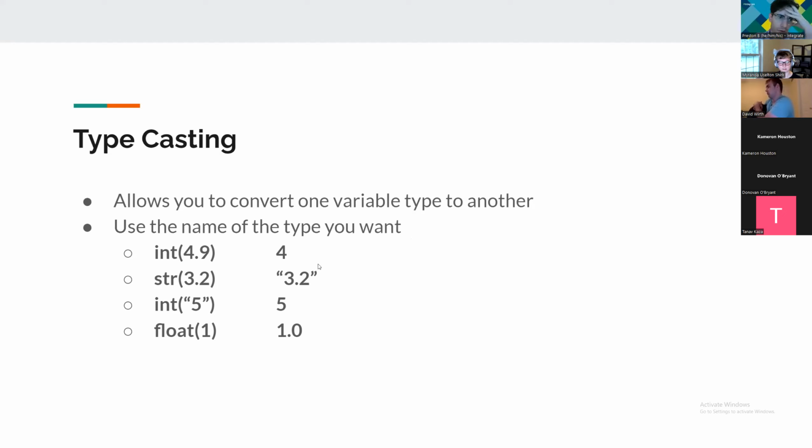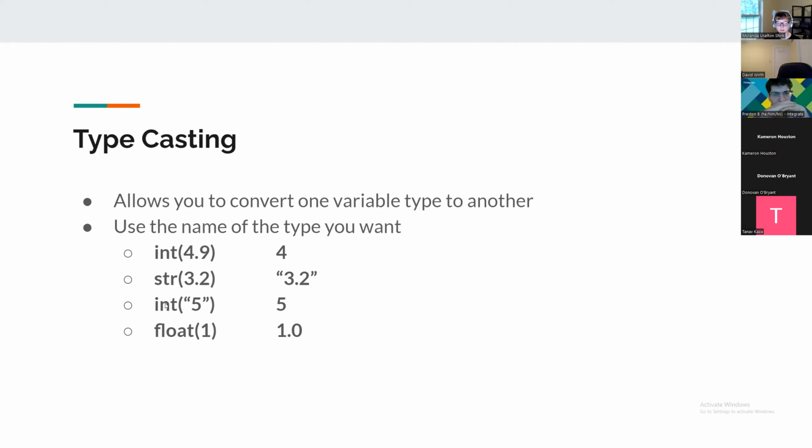And then yes, Preston. In the third bullet point, why do you put the 5 in parentheses? So I mean, in quotations. Yeah, so I'll go through these one at a time. So like I said, if I wanted to make this an int, I would do int 4.9 and make it 4. If I want to convert 3.2 to a string, it just basically puts quotes around it. If I want to convert 5 in a string, so if someone enters 5 on the console from an input statement, it brings it in as a string.